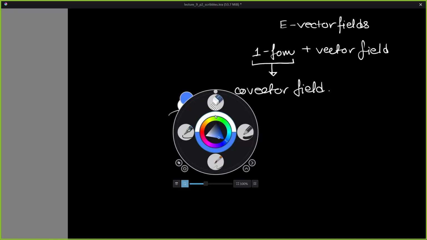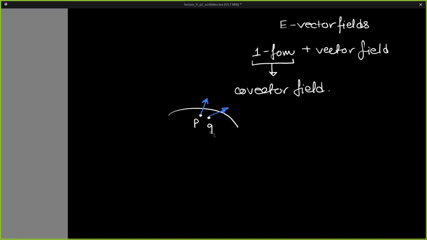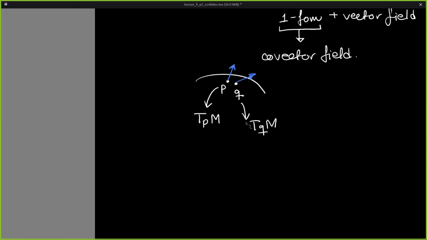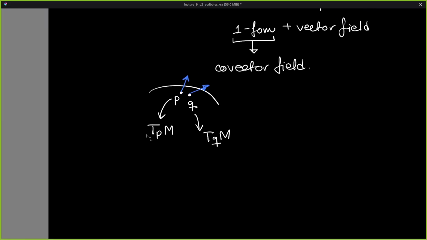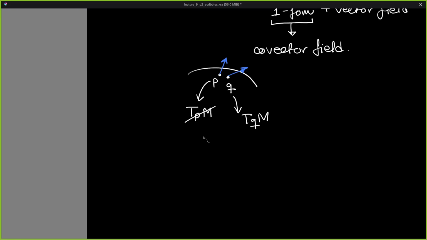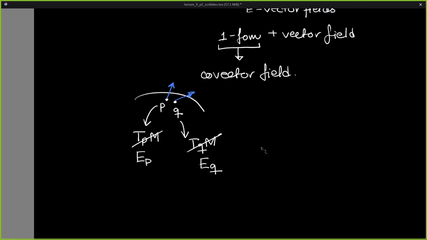But these two points, let's say they're P and Q, have two different tangent spaces, TPM and TQM. In fact, they don't actually have to be tangent spaces, so I misspoke last time. They just have to be vector spaces. So in general this can be EP, and this can be EQ. It applies to tangent spaces, but it applies more generally to any fiber.